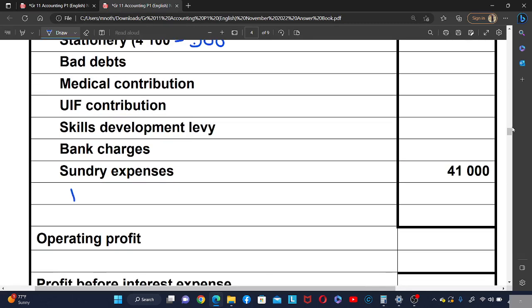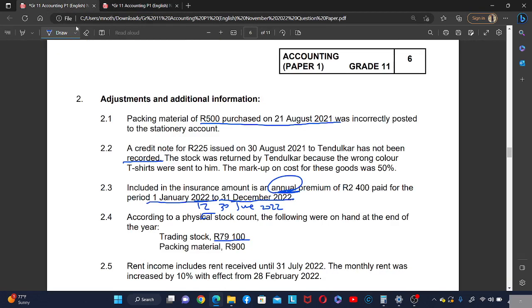So we were trading stock deficit. So it's 81,000 plus 150, the returned one, minus 79,100. Then they said packing material on hand is 900.